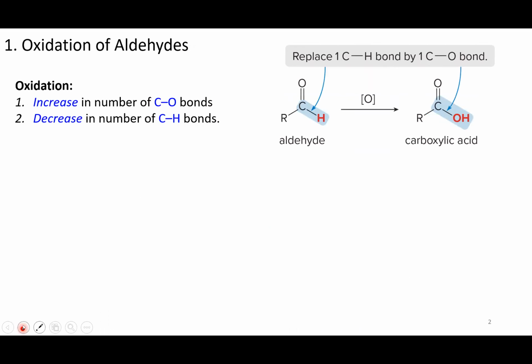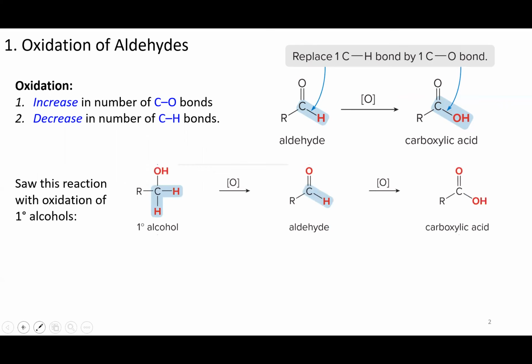Let's recall what we mean by oxidation. Oxidation is just the increase in the number of carbon-oxygen bonds or a decrease in the number of carbon-hydrogen bonds. So here I'm showing that reaction, where again I have my aldehyde. It's an aldehyde because I have a carbonyl group, and that carbon is bound to a hydrogen. This is characteristic of an aldehyde. So when you have this group, you are able to oxidize it by adding an oxygen between your carbonyl carbon and your hydrogen. And by doing this, you have increased the number of carbon-oxygen bonds, and that's why this is considered an oxidation.